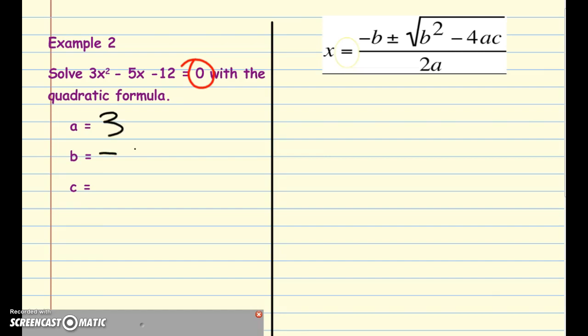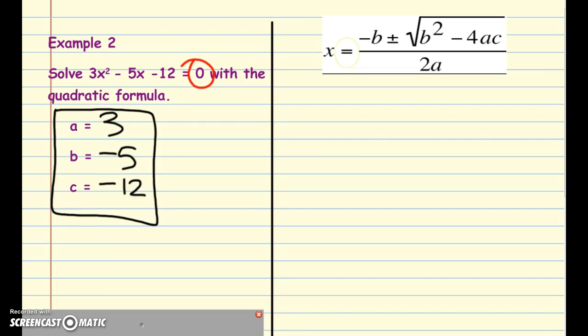So if you said 3, negative 5, and negative 12, for each of those letters, you are correct. Once we have those values, we're going to plug them into the quadratic formula again. So x equals the opposite of b. So we have 5 plus or minus square root of negative 5 squared minus 4 times 3 times negative 12.